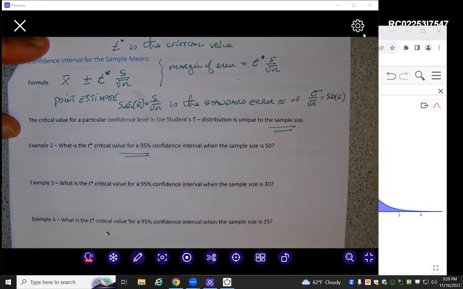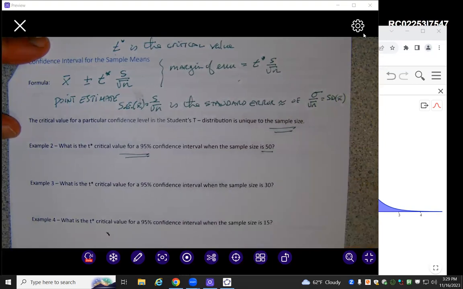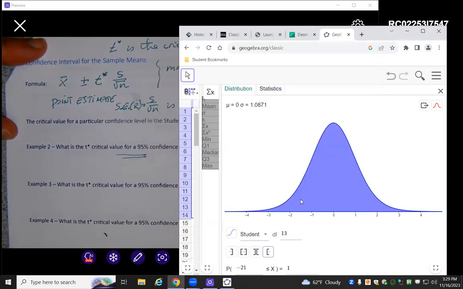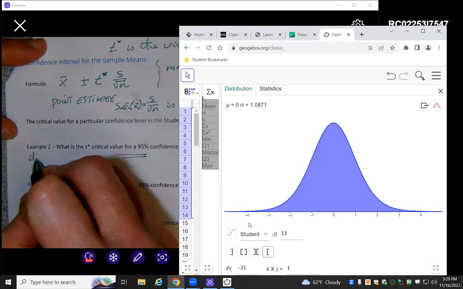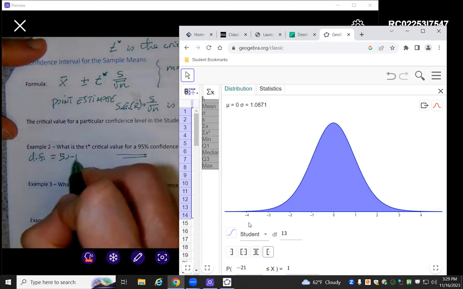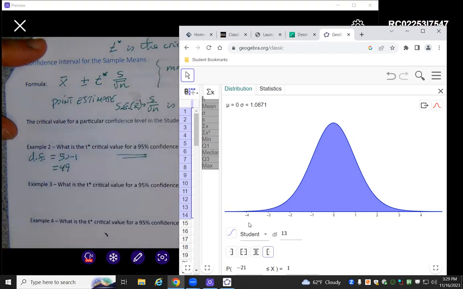For example, what is a T critical value for a 95% confidence interval when the sample size is 50? So I need to come over here to GeoGebra, make sure that I'm in the probability calculator, that I'm choosing Student's T. And in this case, my sample size is 50, so I need to calculate my degrees of freedom. My degrees of freedom is 50 minus 1, which is 49. So I need to change this to 49 degrees of freedom.